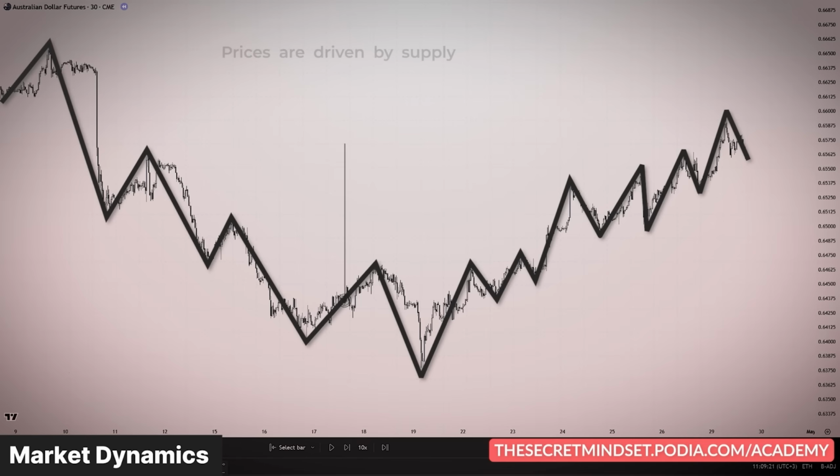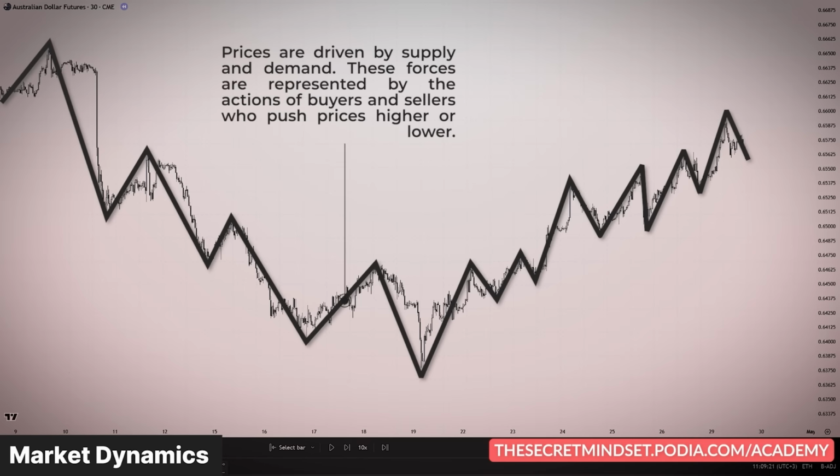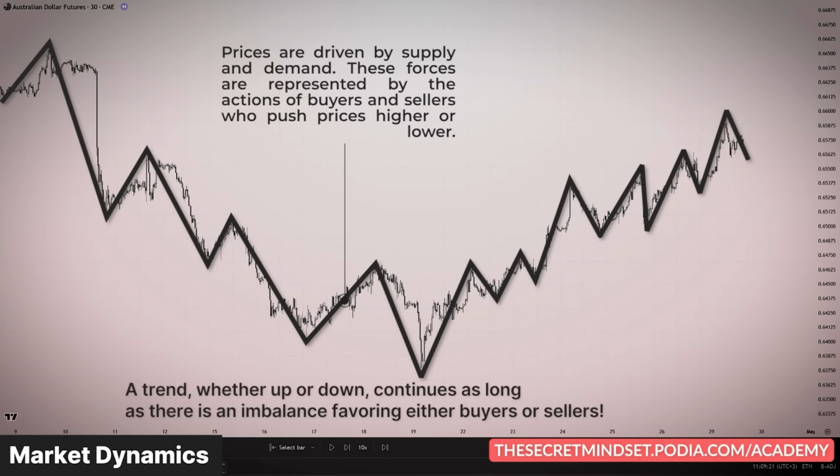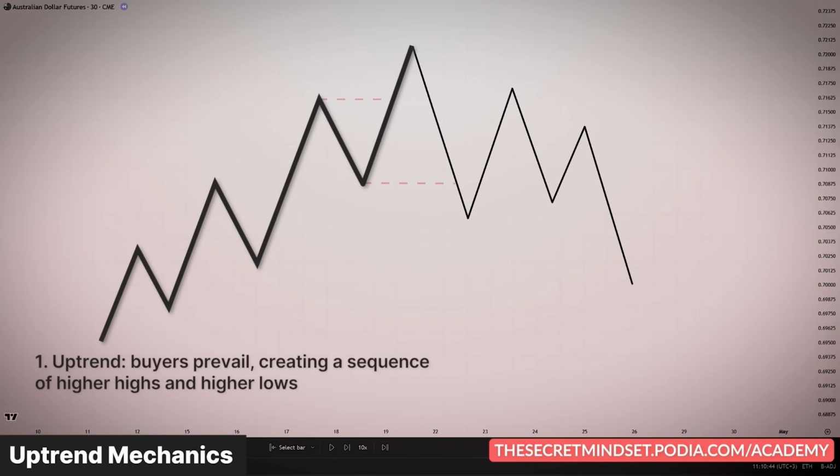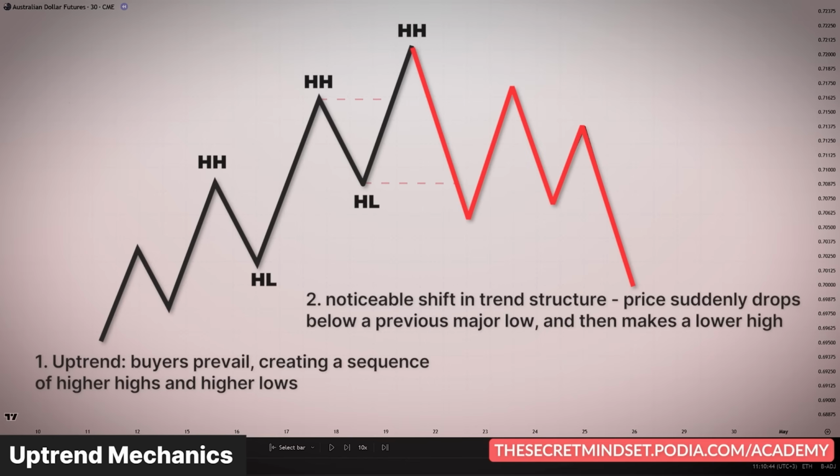These forces are represented by the actions of buyers and sellers who push prices higher or lower. A trend, whether up or down, continues as long as there is an imbalance favoring either buyers or sellers. For example, in an uptrend, buyers prevail, consistently willing to buy at higher prices, thus creating a sequence of higher highs and higher lows. The over and under pattern comes into play when there is a noticeable shift in this trend structure. When the price suddenly drops below a previous major low and then makes a lower high, it suggests a break in this structure.